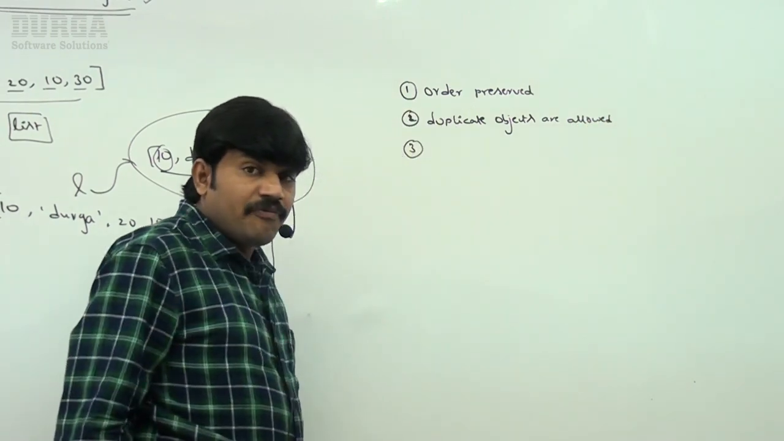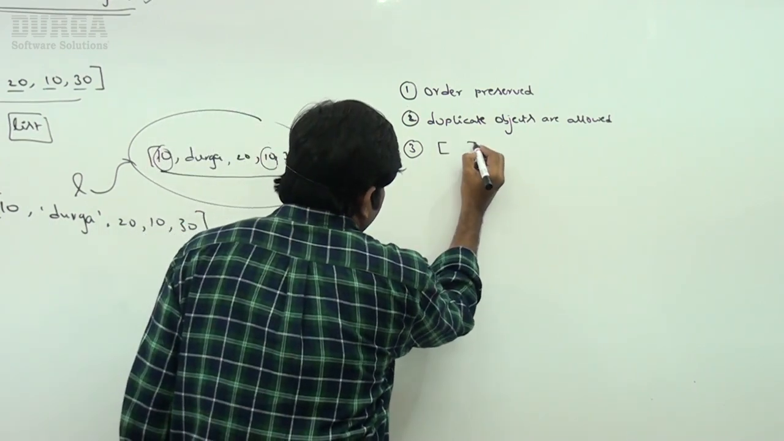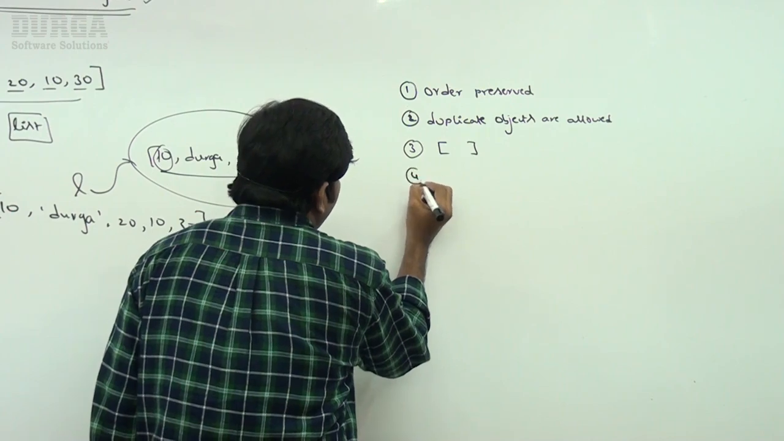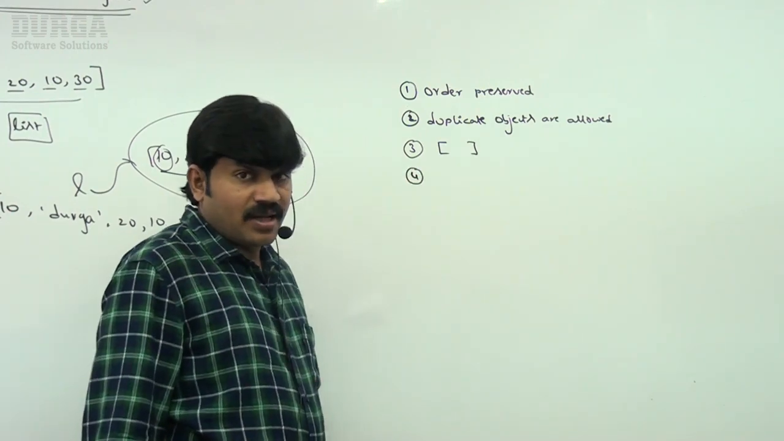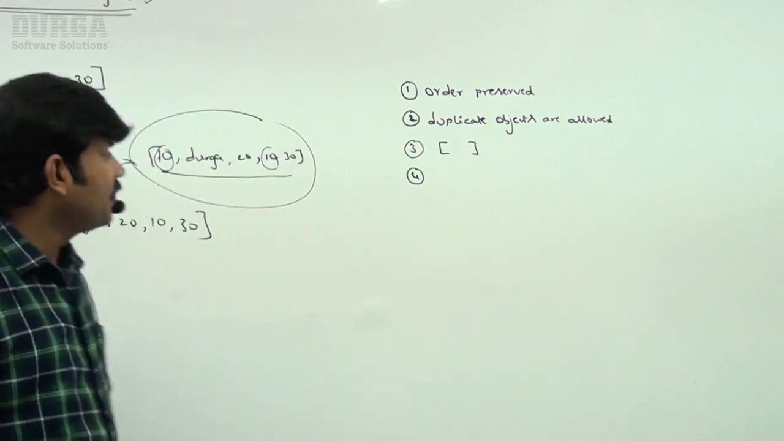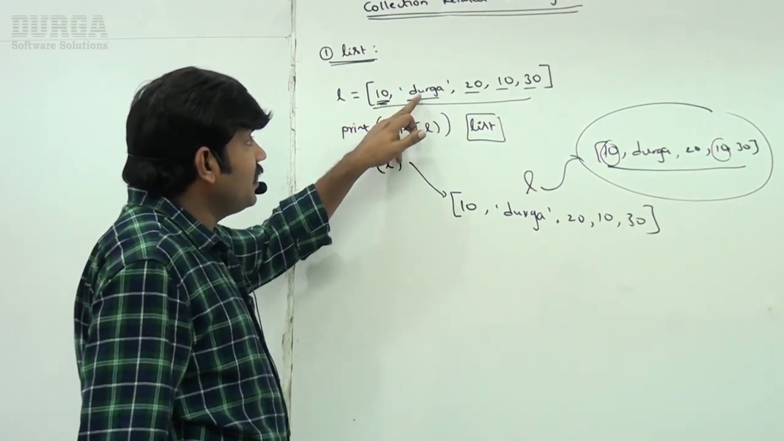Next, the values should be represented within square bracket representation. Well, next, do you know whether heterogeneous objects are allowed or not? Yes, heterogeneous means different types of objects. If you observe, one is integer type, the second one is string type.